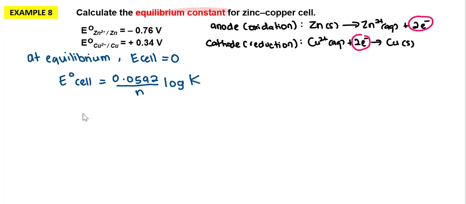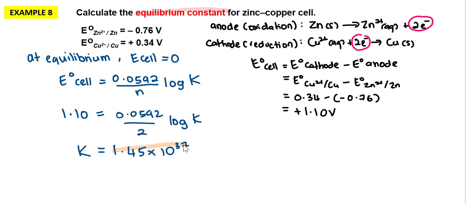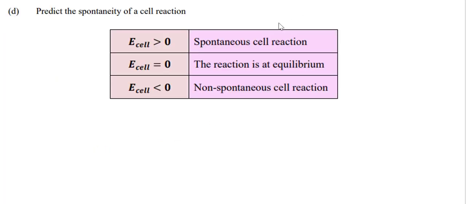So substitute the value. Before that, find the value of the E naught cell. So we will get the E naught cell value, which is positive 1.10 volt. So substitute the value: 1.10 equals 0.0592 over 2 times log K. So K, which is our equilibrium constant, is equal to 1.45 times 10 to the power of 37.